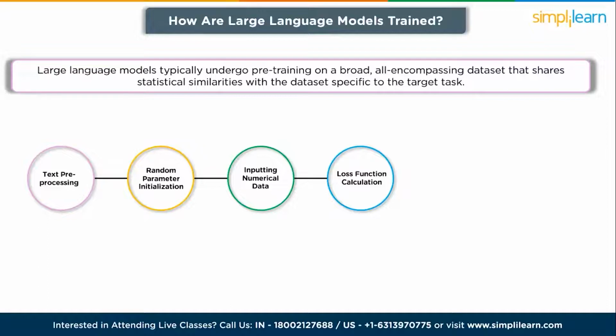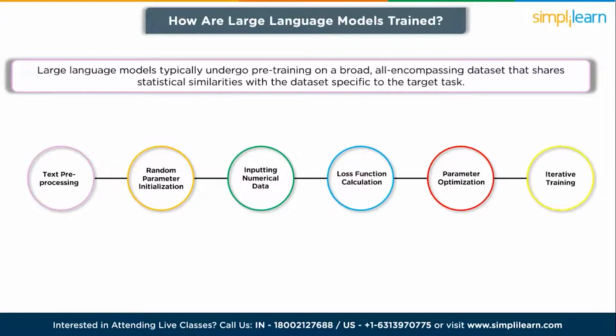And the next is loss function calculation. A loss function is employed to measure the discrepancy between the model's predictions and the actual next word or token in a sentence. The model aims to minimize this loss during training. And the next is parameter optimization. The model's parameters are adjusted through optimization techniques such as gradient descent to reduce the loss. This involves calculating gradients and updating the parameters accordingly, gradually improving the model's performance.